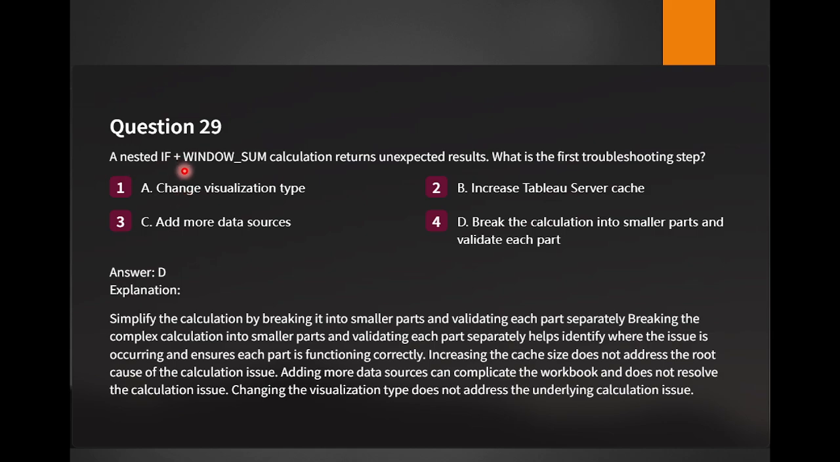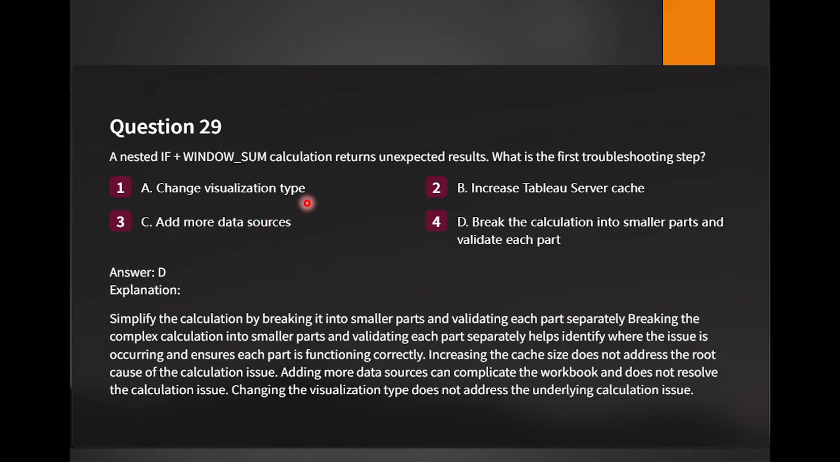If a nested if plus window sum calculation returns unexpected results, what is the first troubleshooting step? So here option D is correct. Break the calculation into smaller parts and validate each part. Breaking the complex calculation into smaller parts and validating each part separately helps identify where the issue is occurring and ensures each part is functioning correctly, and you can find out which part has the issue and you can rectify it, right?